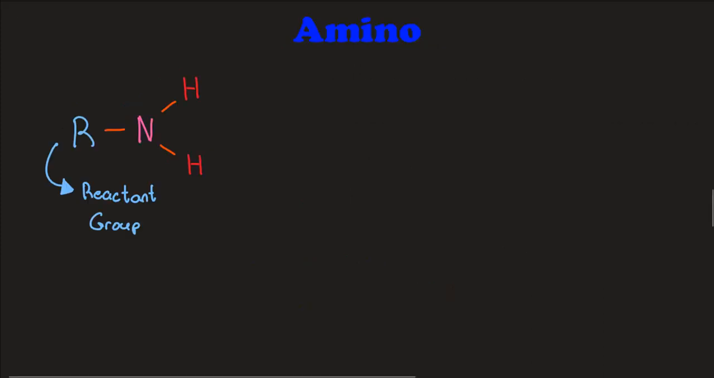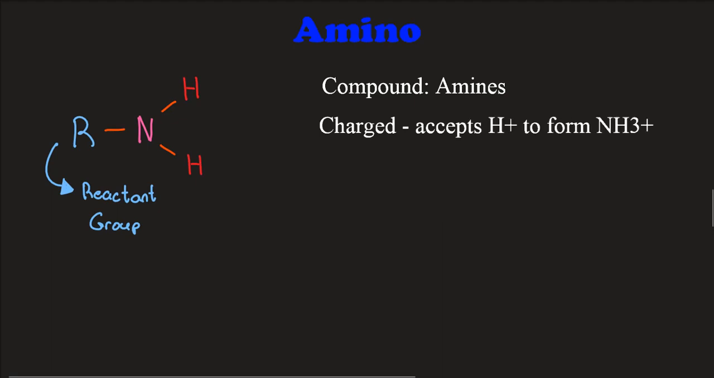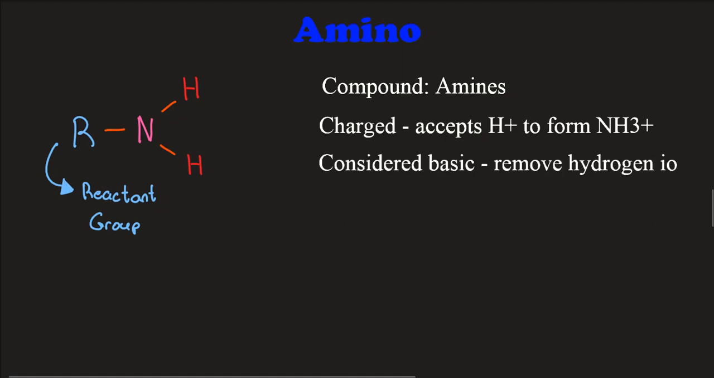Now let's review amino. Amino is a functional group in which nitrogen is bonded to 2 hydrogens and 1 reactant group, totaling 3 bonds. It is a part of the compounds known as amines, and similar to carboxyl, it can become charged. Amino groups can accept hydrogen ions to form NH3+, also known as ammonia. Since amino groups can remove hydrogen ions from a solution, they are considered basic.